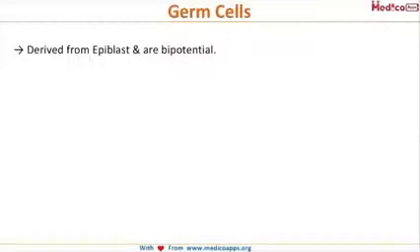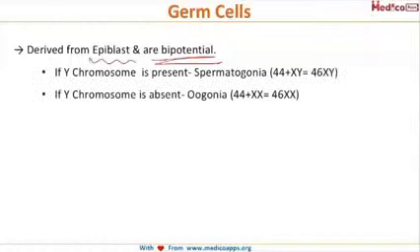Now about the germ cells. These germ cells are derived from the epiblast and they are again bipotential. And as we know, if the Y chromosome is present along with its SRY gene, then these germ cells differentiate into spermatogonia, and if this Y chromosome is absent, then they will develop into oogonia. Now, this is all about sex determination.